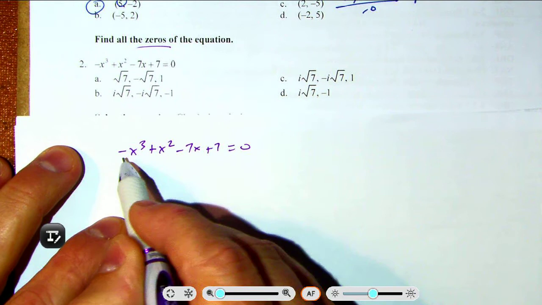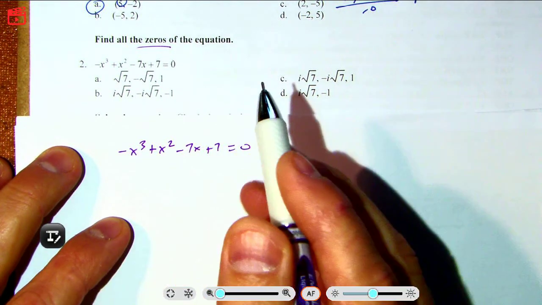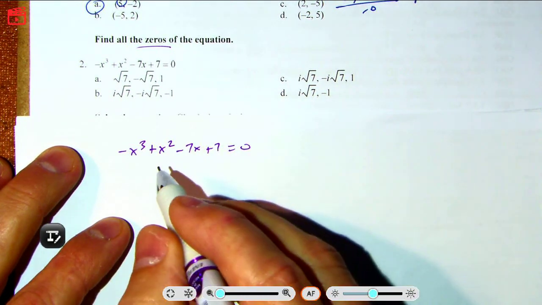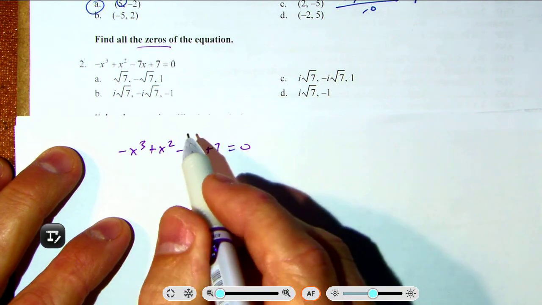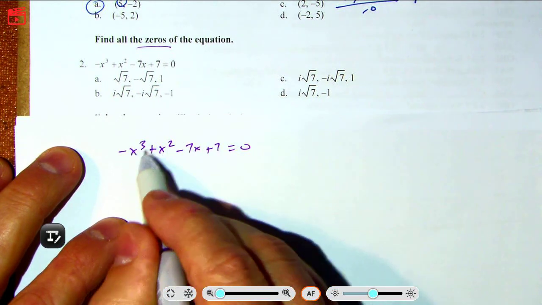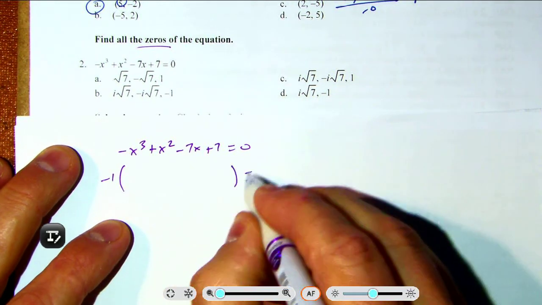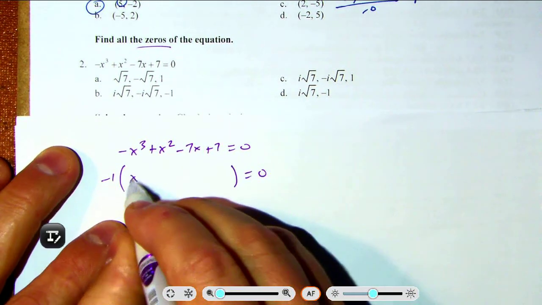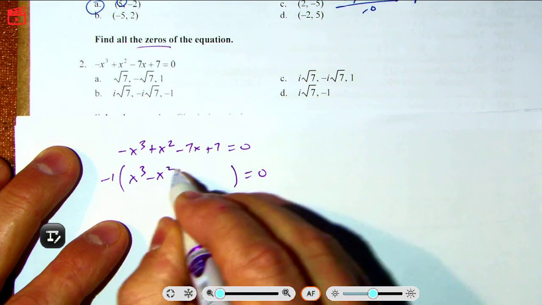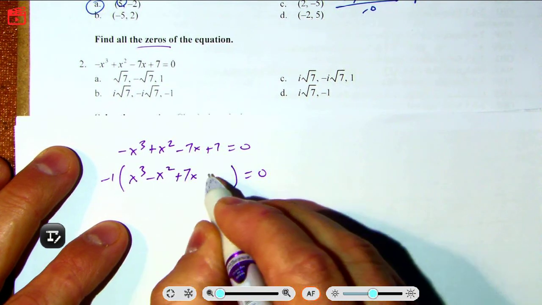Man, that first negative right there just screws everything up. So you know what I'm going to do? This is something you can do when you're factoring. I hate it when the leading term is negative. I'm just going to factor a -1 out of everything. It's not going to change the answer, I hope. x cubed minus x squared plus 7x minus 7.